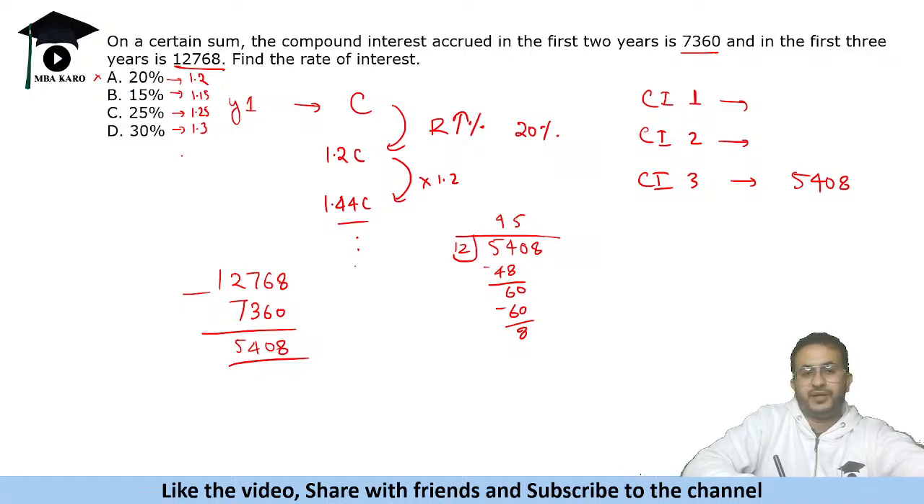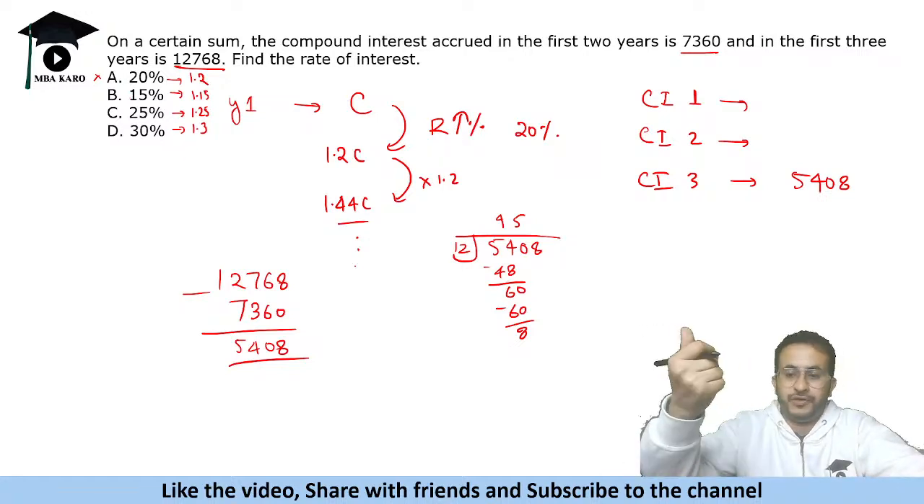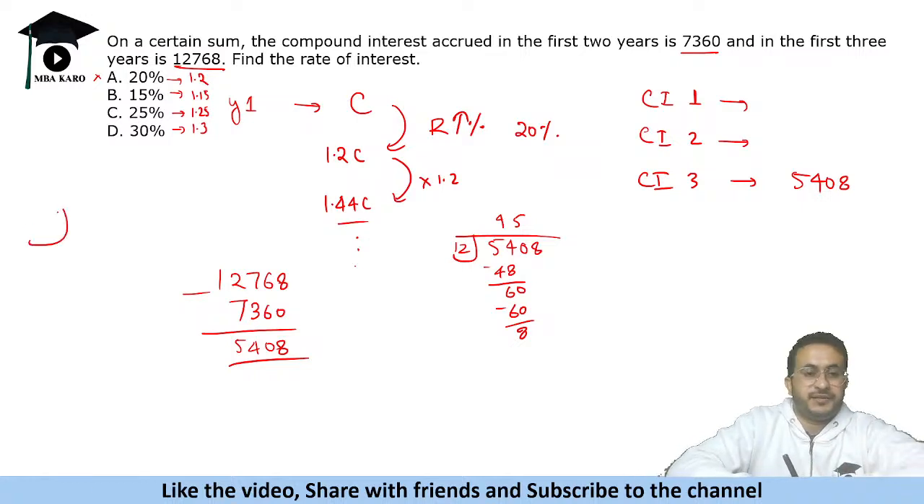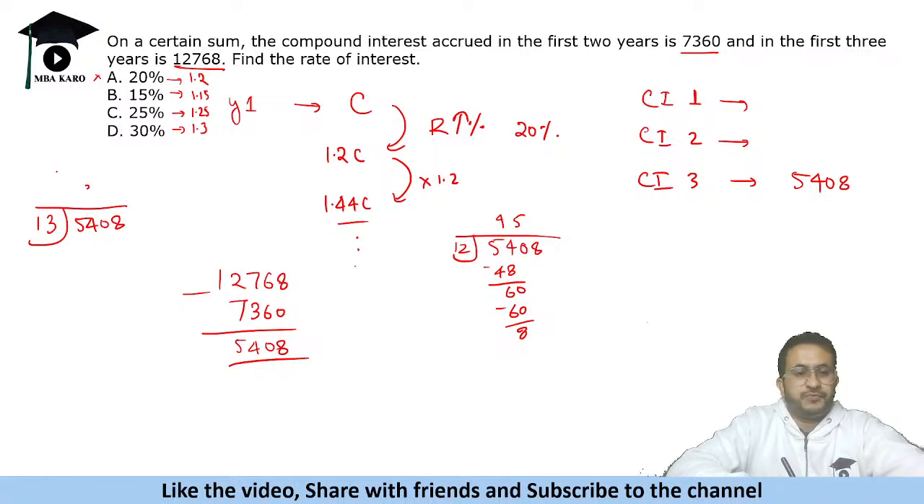Then we will test 1.3. Test the round numbers first. If I divide 5408 by 13, then 13 fours are 52.